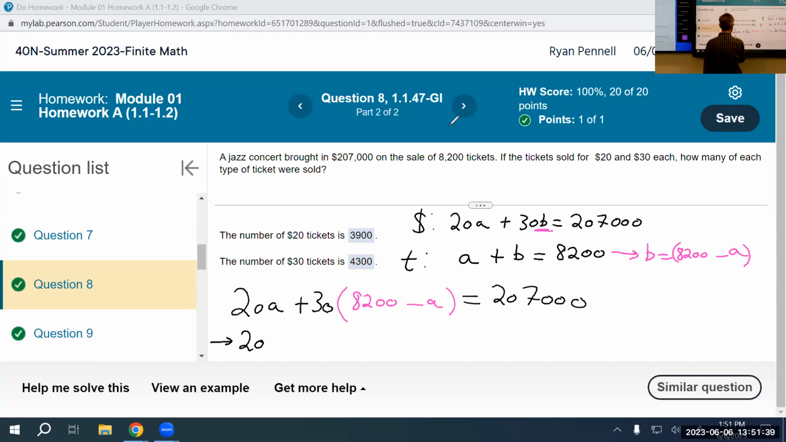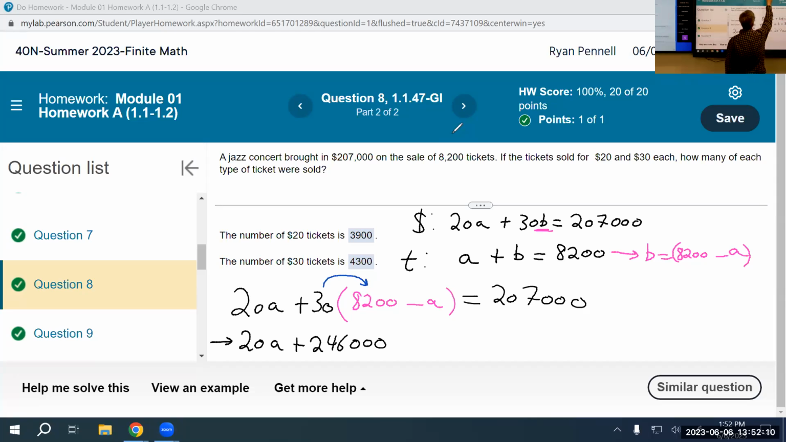So we have 20A plus, I need to distribute, distribution law of real numbers. Okay. So check my calculator. Well, 3 times 8 is 24. 3 times 2 is 6. Check my arithmetic. Is that right? I think it's right.